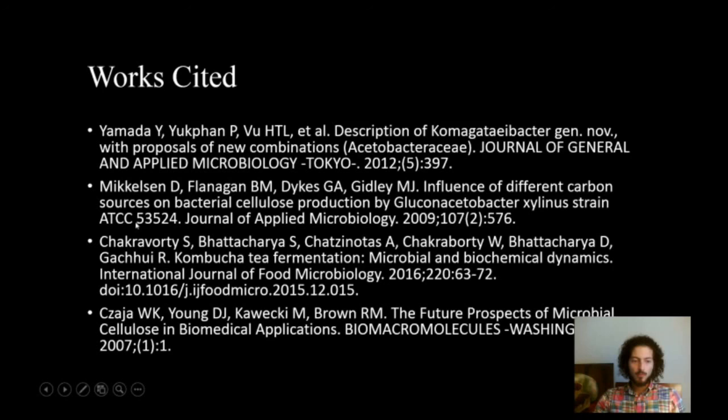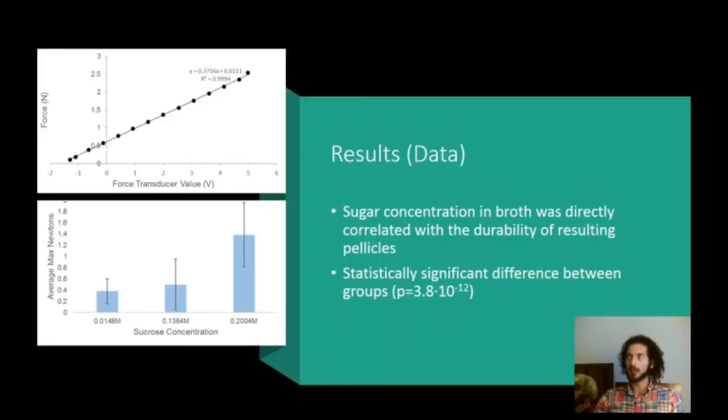And then the same person also asked, there was a small difference between the first 2 groups, but then a very large difference in the third group. And do I believe that it was caused by a certain threshold of sucrose being needed? And that is a good question.